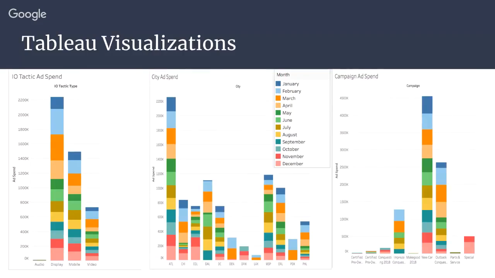We also decided to include Tableau visualizations to help us understand the distribution of the current ad spend. For the IO tactic, we noticed quickly that display and mobile ads were by far the highest ad spenders. We also noticed that Atlanta, Dallas, Minneapolis, and Orlando had the highest ad spend out of all the cities, and the campaigns that spent the most were New Car and Outback Conquest. It should also be noted that December, January, February, March, and April have the highest ad spend, which is probably because of holiday sales and New Year promotions.